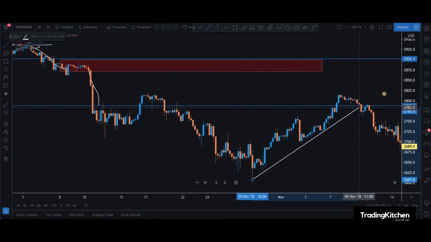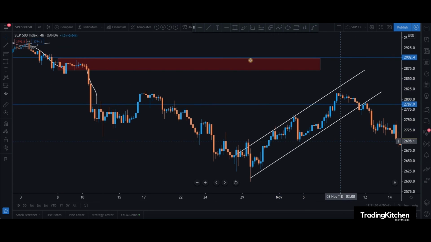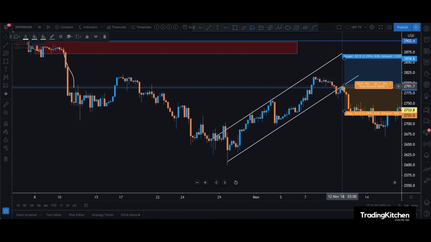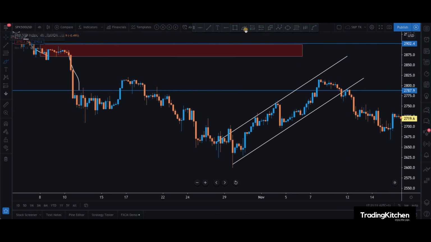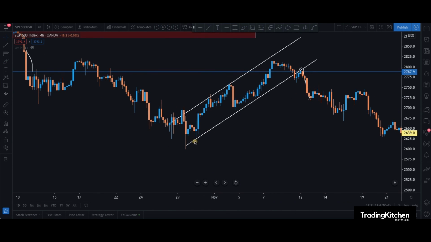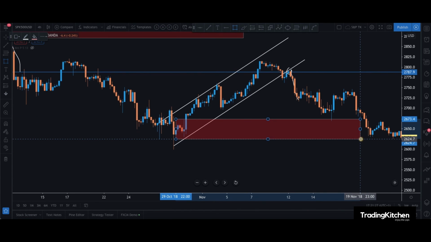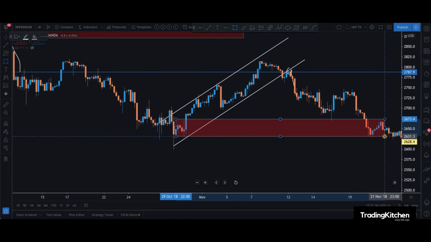Channel. Price broke the channel, retested, and then goes down. This is a very good candle from which price made an uptrend. Okay, so it could be very useful for us in the future to open a trade.